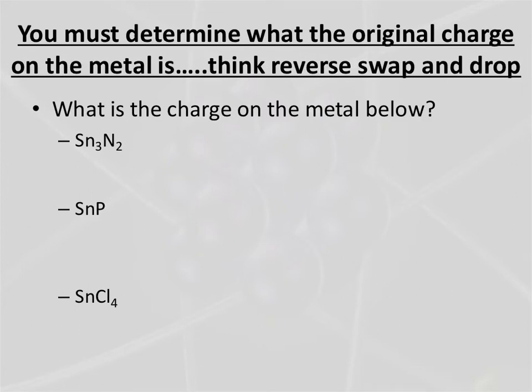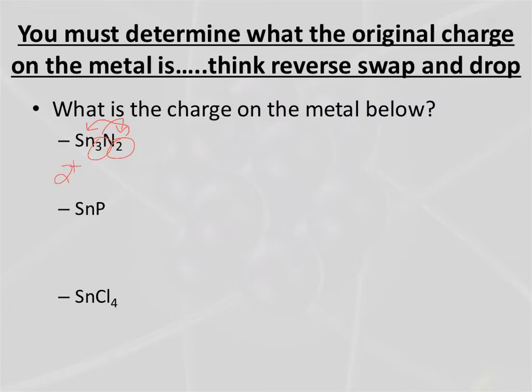To put your Roman numeral, you have to determine the original charge on your metal. So you kind of have to do a reverse swap and drop. Here we've got a 2 on the end. The 2 had to come from Sn, and the 3 had to come from N. So our Sn's charge would have been 2 plus.